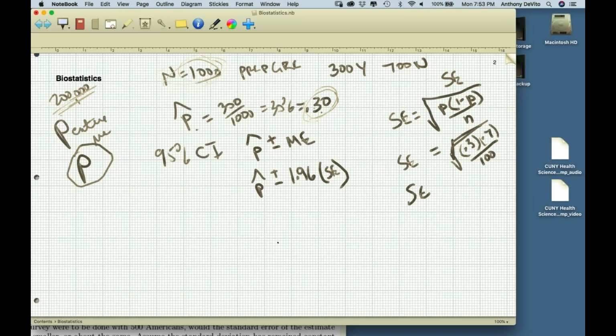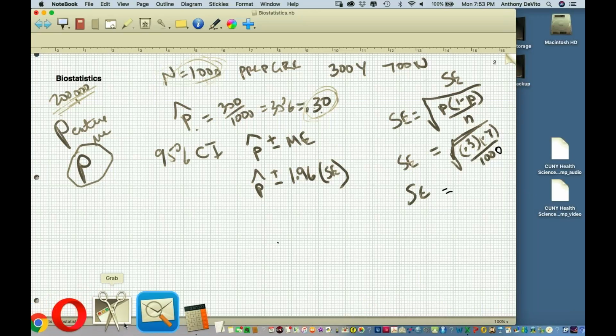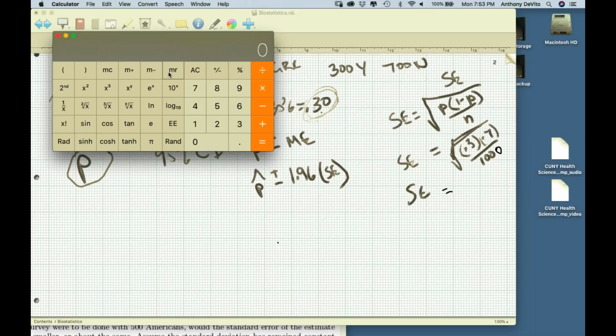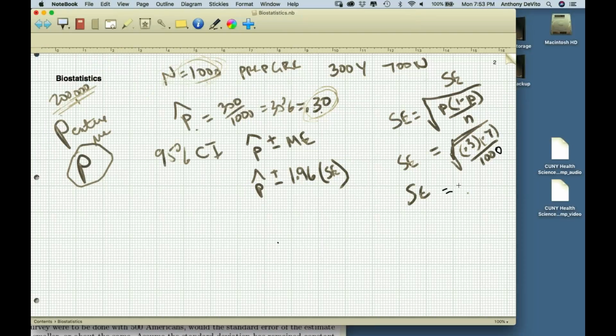Okay, so let me just go over here and correct. Let's add that zero. So let me bring that back again. So what was that again? That was 0.0145. Okay, so now let's calculate our margin of error.